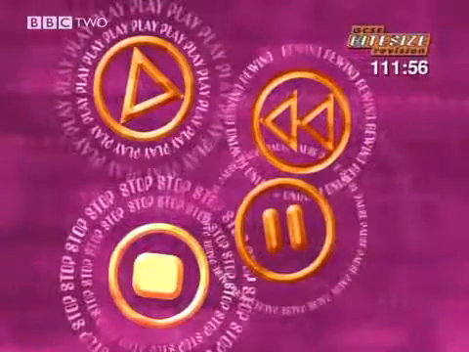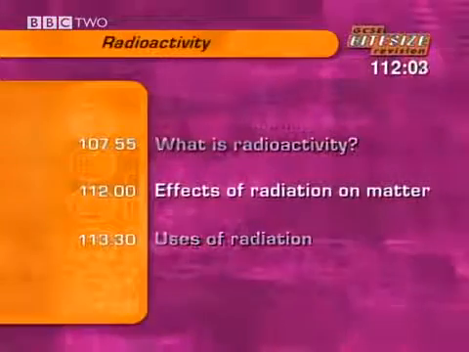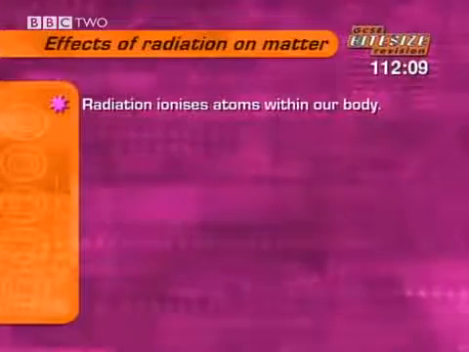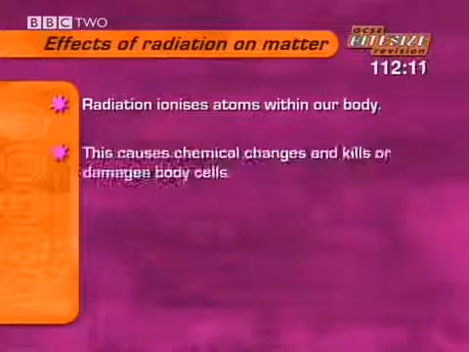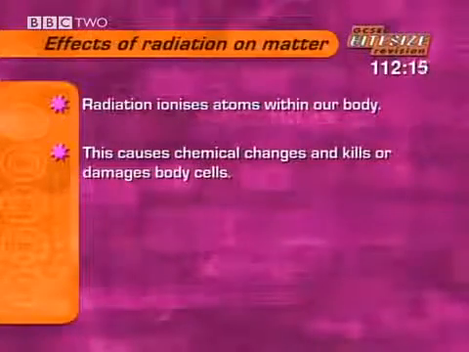That's the end of what is radioactivity. Next, the effects of radiation on matter. If radiation enters our bodies, it ionises atoms within our body. This causes chemical changes and kills or damages body cells.